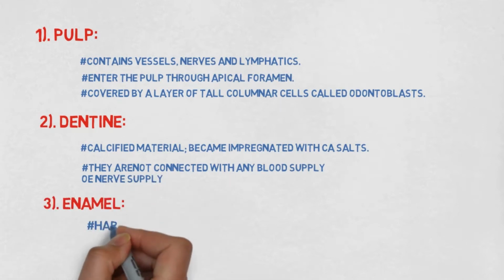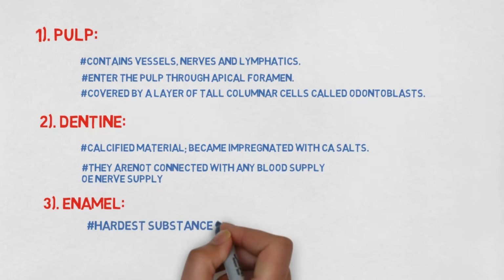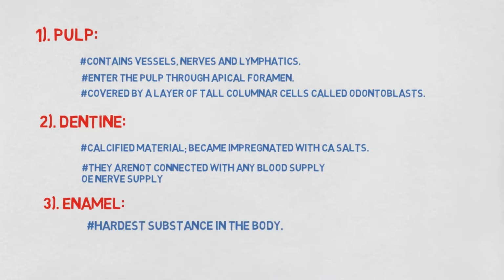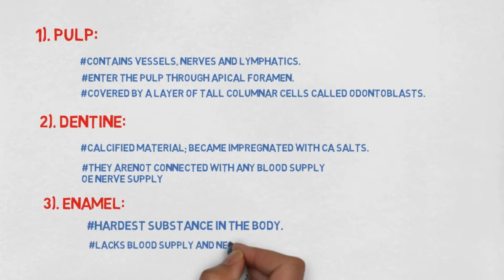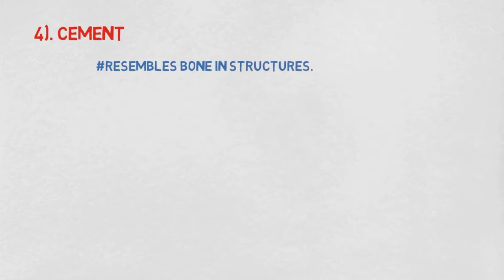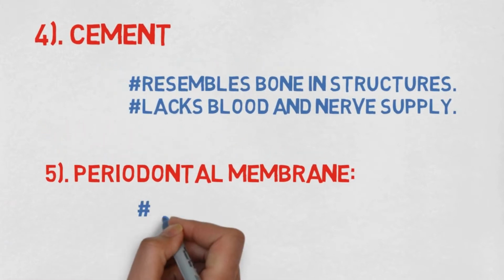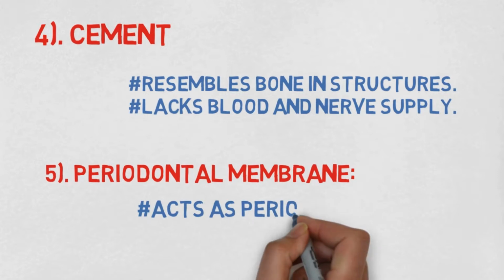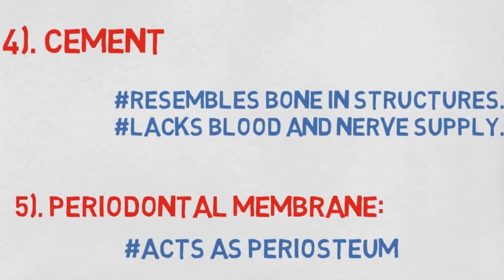Now, enamel. The enamel is the hardest substance in the body. Enamel is also the hardest substance of the body, we know that. It lacks blood supply and nerve supply like the dentine. Next we have cement or cementum. The cement resembles bone in structure. It also doesn't have nerve supply or blood supply like enamel and dentine. Next we have the periodontal membrane. The periodontal membrane acts as periosteum.